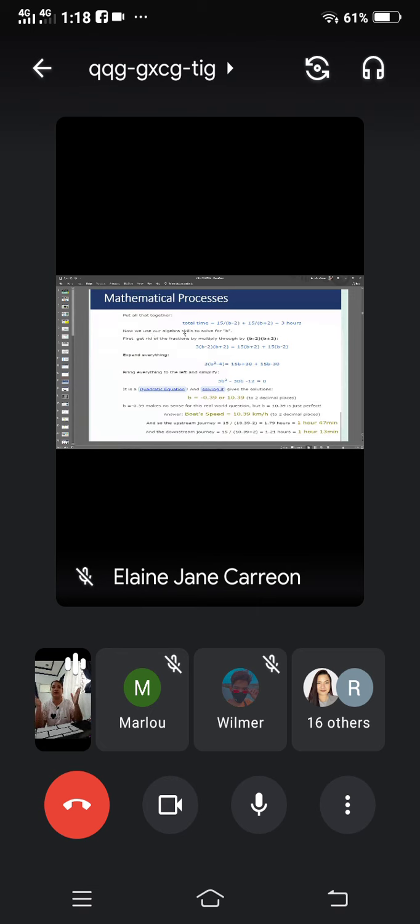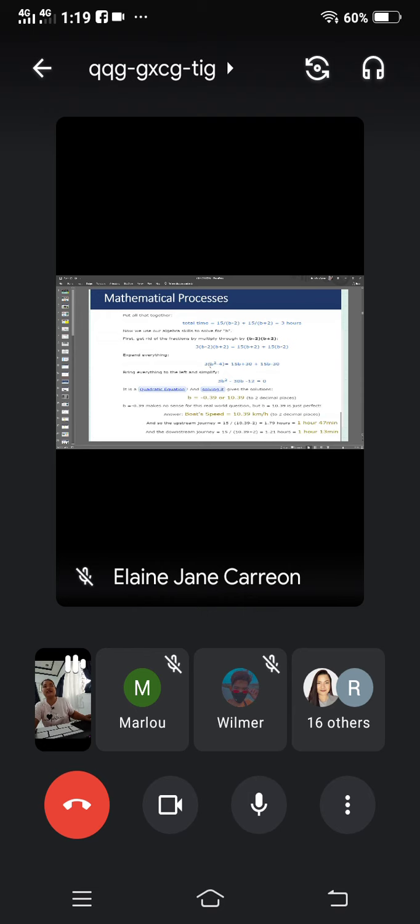So first, let's get rid of the fractions by multiplying through by the LCD, which is the quantity B minus 2 times the quantity B plus 2. So what remains is 3 times the quantity B minus 2 times the quantity B plus 2 equals 15 times the quantity B plus 2 plus 15 times the quantity B minus 2. So let's expand everything, meaning multiply. You may use a FOIL method.